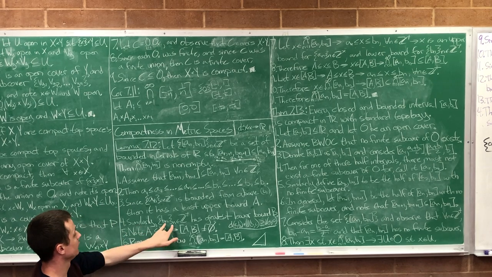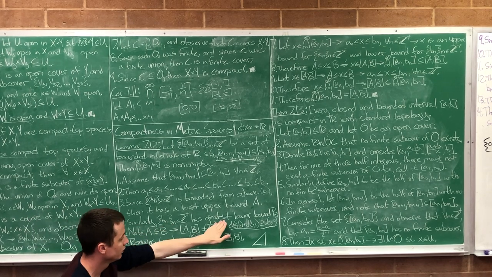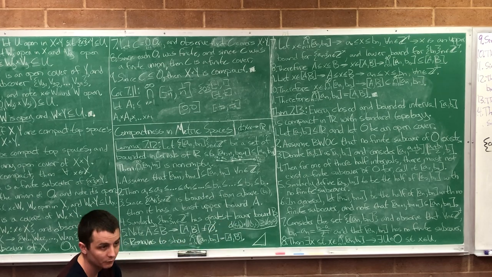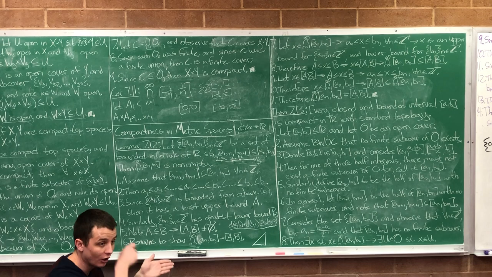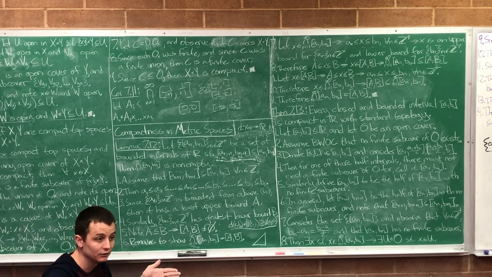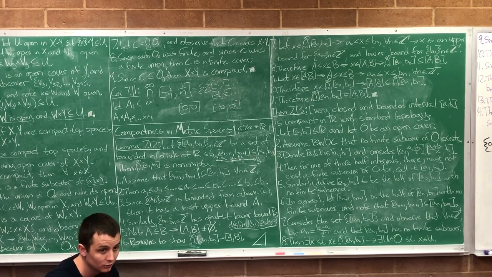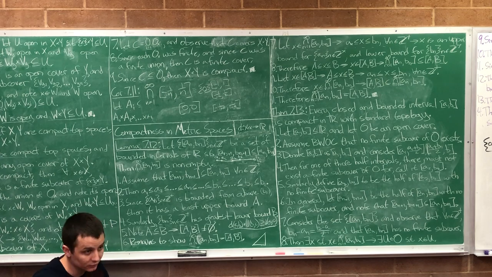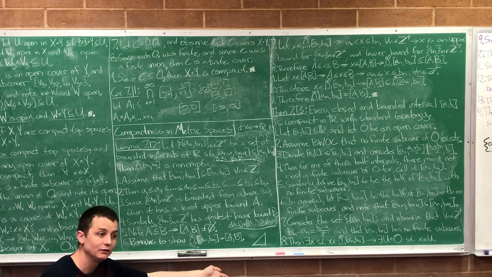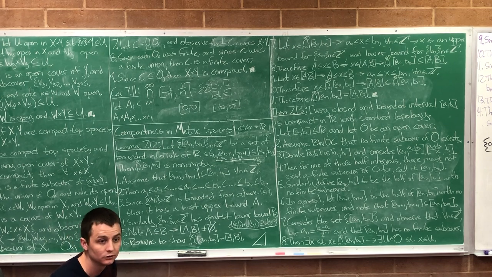And then similarly, since our b_n's are bounded from below, they have a greatest lower bound. Call it big B. So you look at all the lower bounds of b_n, and it's going to have a greatest lower bound. All our upper bounds of a_n have a least upper bound, and all our lower bounds of b_n have a greatest lower bound.